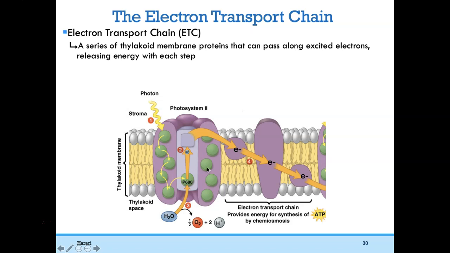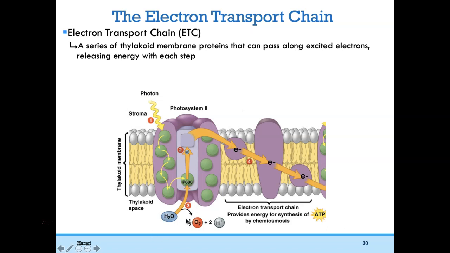And this is our photosystem 2. This is our reaction center chlorophyll. So energy from the sun is going to be directed toward this reaction center chlorophyll, and electrons will be excited. So those high energy electrons get passed along the electron transport chain, which is again proteins in the membrane that can pass high energy electrons from one protein to the next.